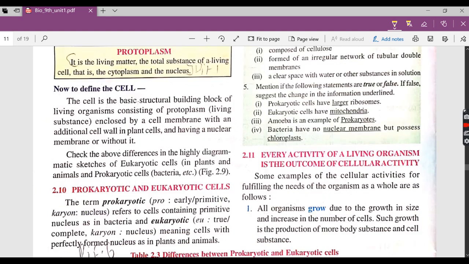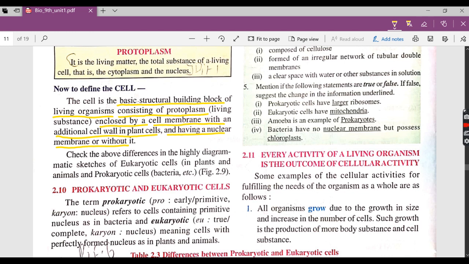Again, there comes the definition of a cell. We have already talked about it, and we can also talk about the differences in eukaryotic and prokaryotic cells. We can note that here is the final definition of a cell. It is the basic structural building block of all living organisms consisting of protoplasm enclosed by a cell membrane with an additional cell wall in plant cells, and having a nuclear membrane or without it.